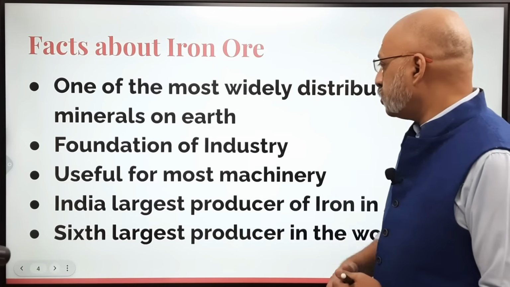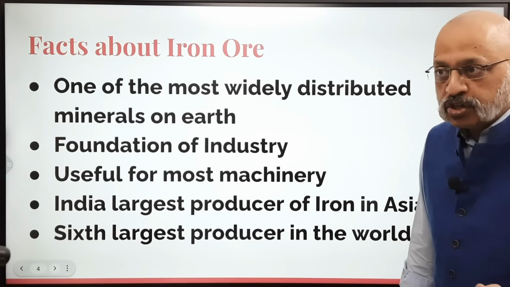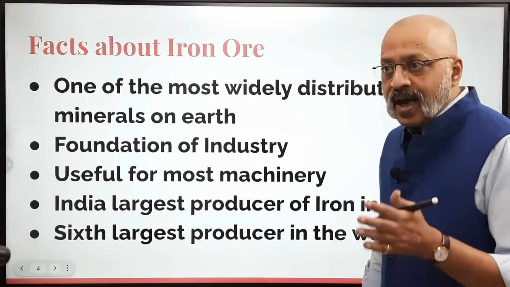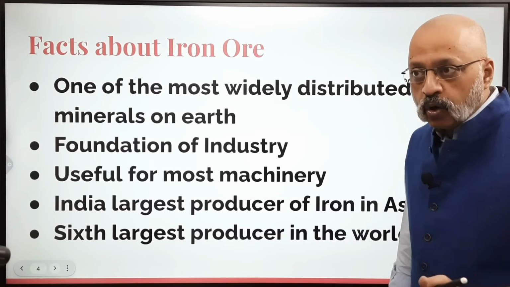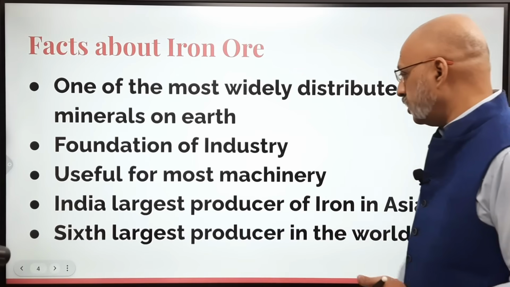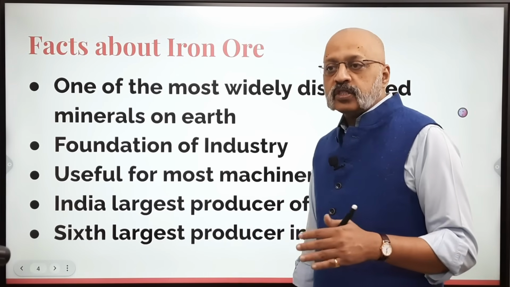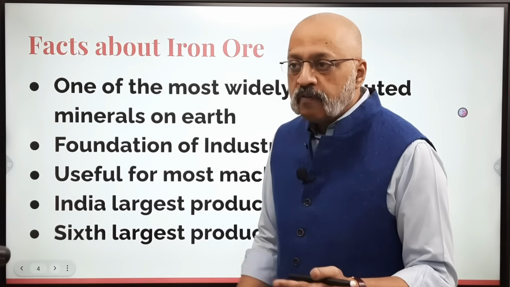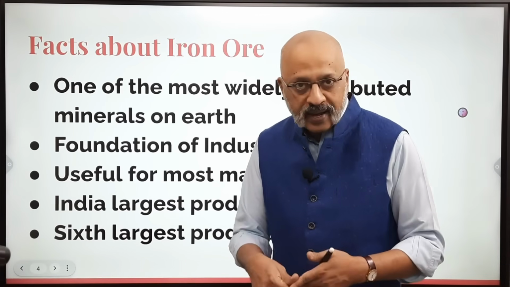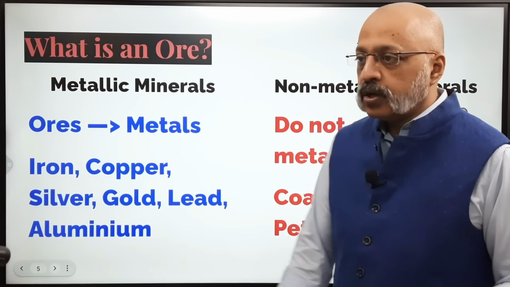of a nation. India is the largest producer of iron in Asia, and the 6th largest producer of iron ore in the world with 6% output. We're talking of iron ore essentially. Iron ore deposits are found close to areas which are also producing coal, dolomite, limestone, manganese, etc. So these are some of the facts about iron ore that you need to know.